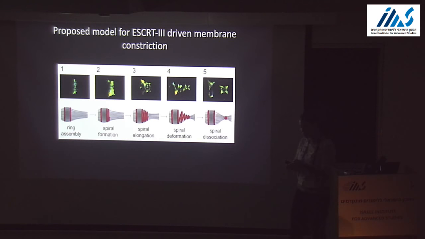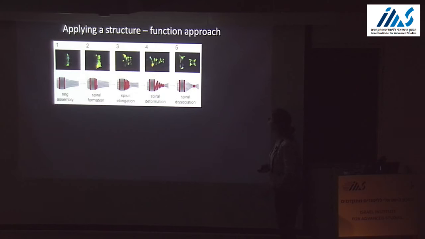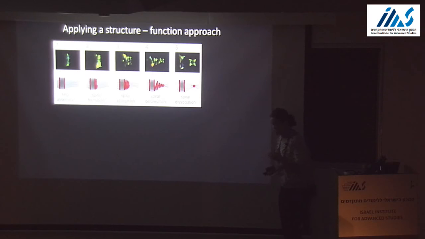What we are trying to do now is to develop technologies to really resolve the 200 nanometer to zero. We started using expansion microscopy. We'll see. We want to combine that with super resolution microscopy, and then we'll see where it will take us. So the fun thing about it is that now we can actually apply a structure function approach. We can take different mutants of different ESCRT proteins and ask, how do they interfere with this scenario?